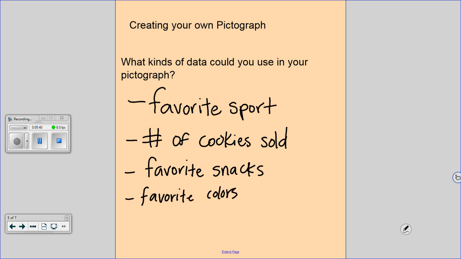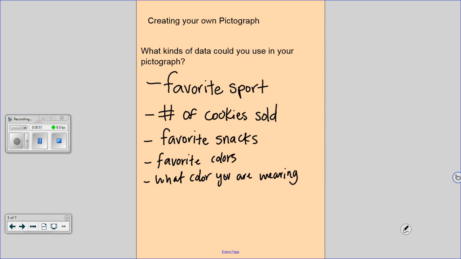We could do favorite colors. We could do what color you are wearing, right? I could get that data and put it in a pictograph. Sure. Emily?